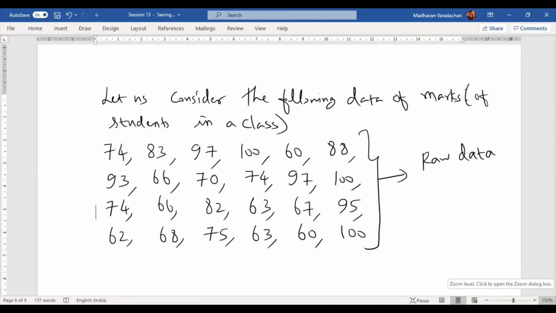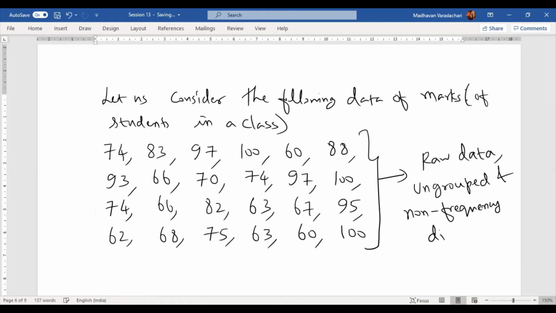Raw data, comma, ungrouped. I didn't make any class, meaning I am not making it as 60 to 70, 70 to 80. I didn't do it like that. Ungrouped and non-frequency. No frequencies are assigned. I can say non-frequency distribution. So no grouping is done, non-frequency distribution.